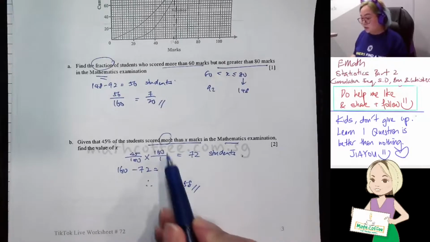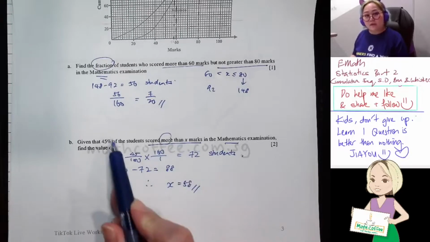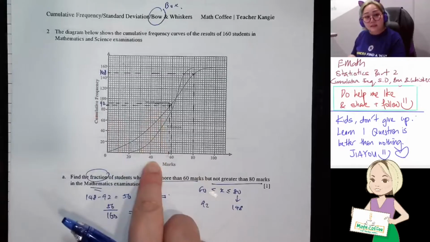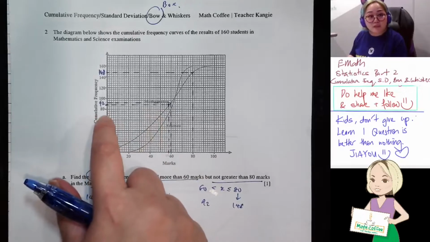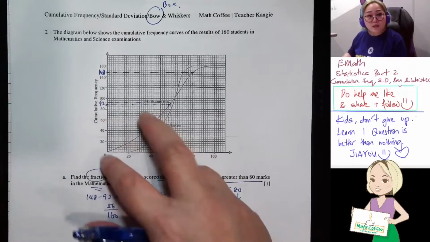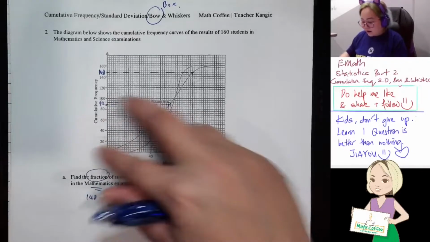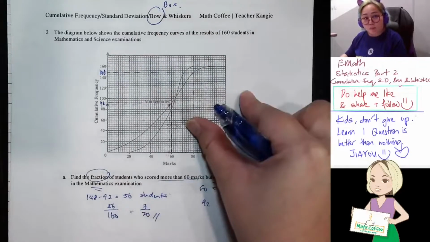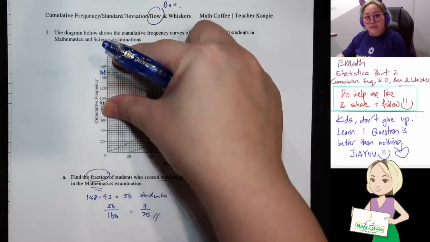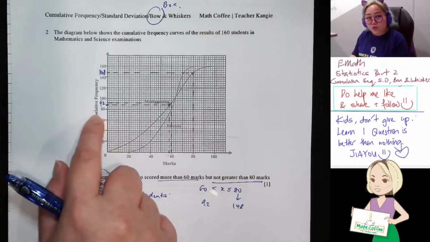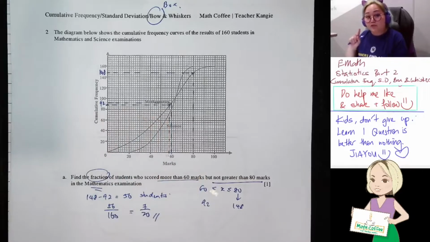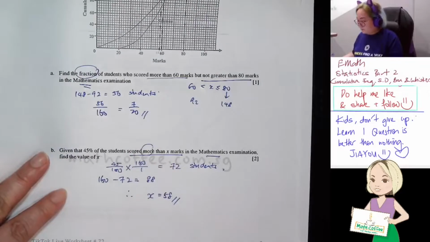Okay, so take note, this is more than. So when I take 45%, I get 72 students. Common mistake is students go and find 72 and find here. But you see, if I go and find 72, this side is only 55%, it's not 45%. So 45% is at the top. So I need to take 160 minus away, and then I will know what is the actual student I want. Okay, so that's a very tricky part. So you need to take note.